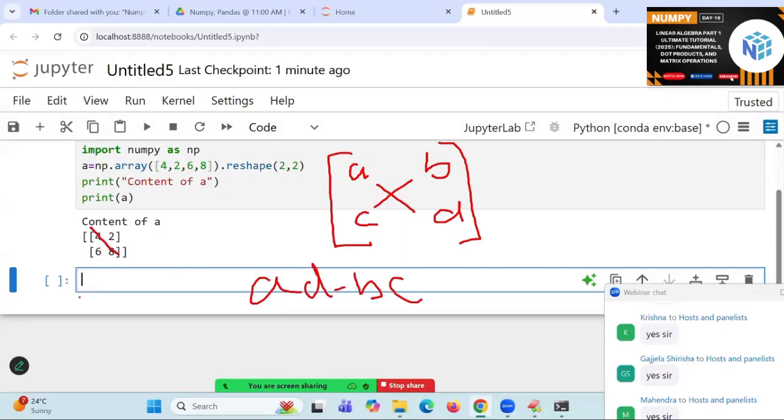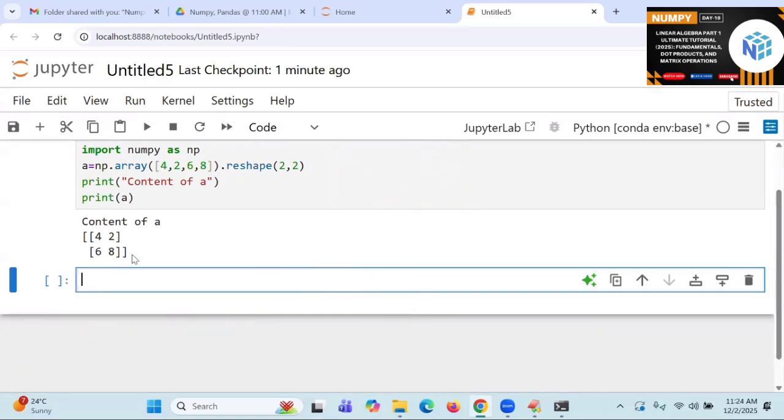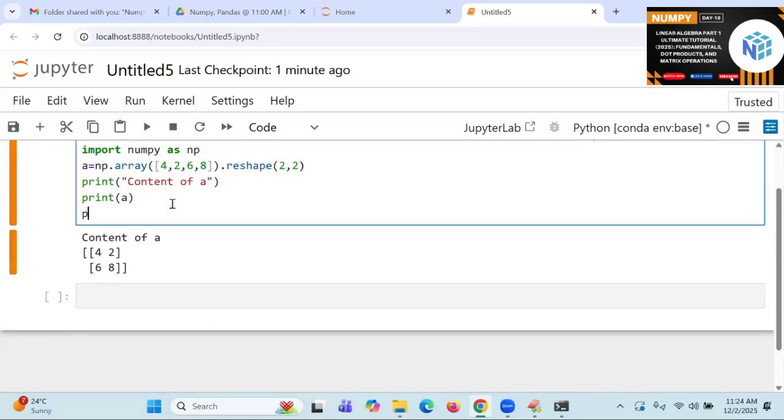So what is this now? 4 into 8 minus 6 into 2. It is 32 minus 12, which is 20, the answer. That is called the determinant of this matrix. So here I'm going to write it.